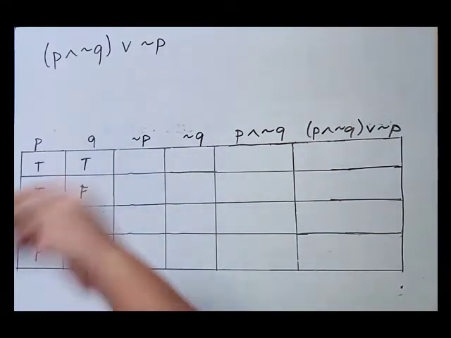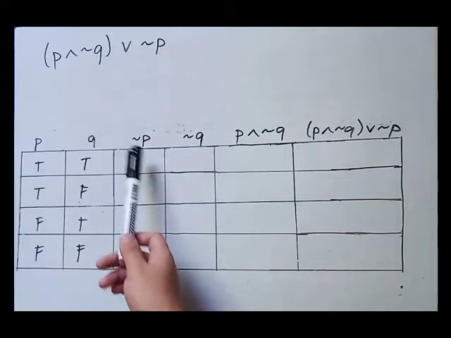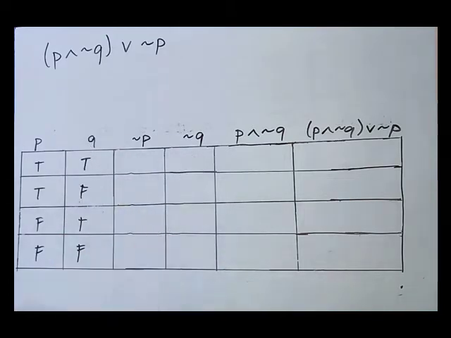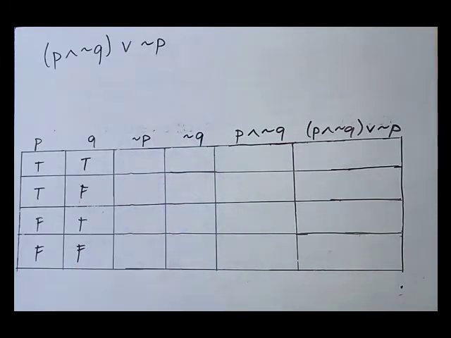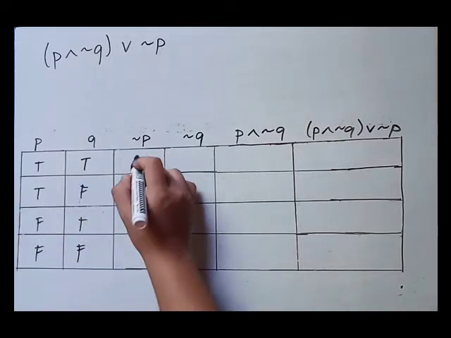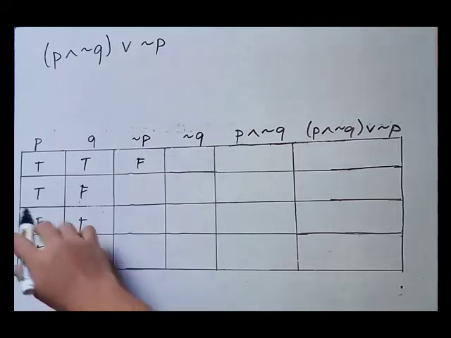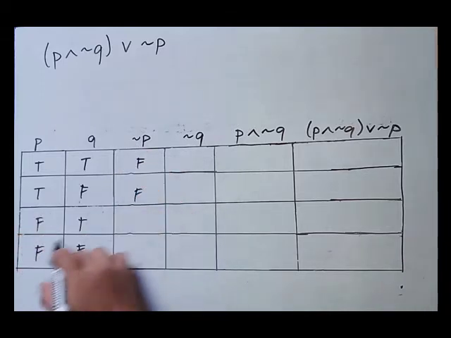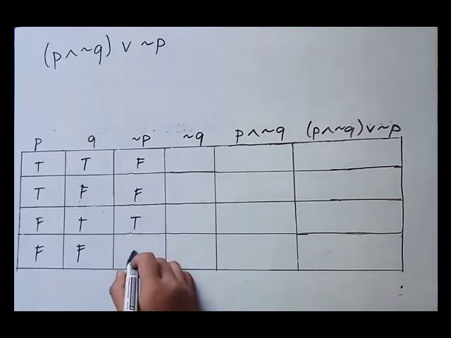Next, since in the statement we have negation of Q, that means negation of Q is involved, and also negation of P. So negation of P means that we have to negate the truth values in P. So if that is true, the negation of true is false. If that is true, that is false. If that is false, the negation is true, and false, so that is true.